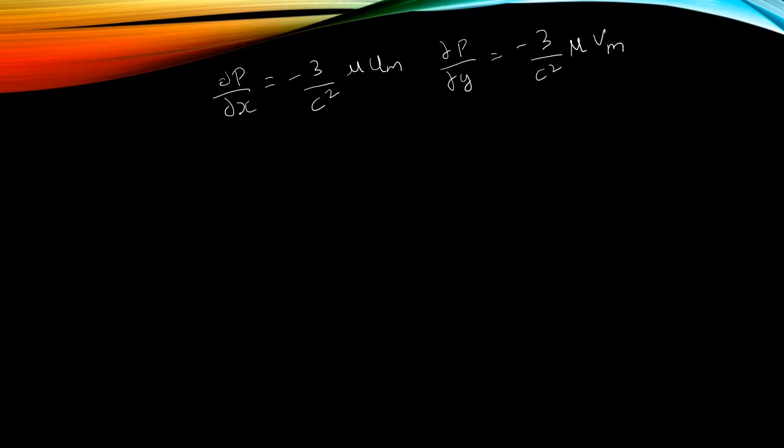So now you are going to substitute this dou square u by dou z square and then dou square v by dou z square value in equations 1 and 2. So finally, what are your equations 1 and 2? So dou p by dou x is equal to minus 3 by c square mu um, and then dou p by dou y is nothing but minus 3 by c square mu vm. So this is the equation.